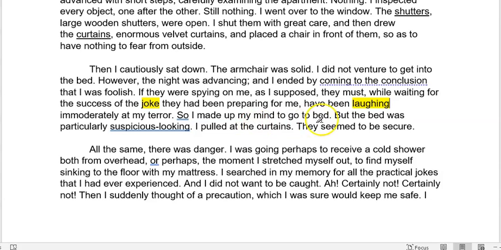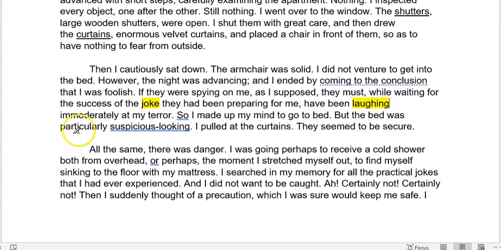So I made up my mind to go to bed. He realizes he's being foolish. He figures out that if they were spying on him, he would have heard them laughing at his fear, and he doesn't hear them laughing. So he says, all right, never mind, forget it. I'm just going to go to sleep.